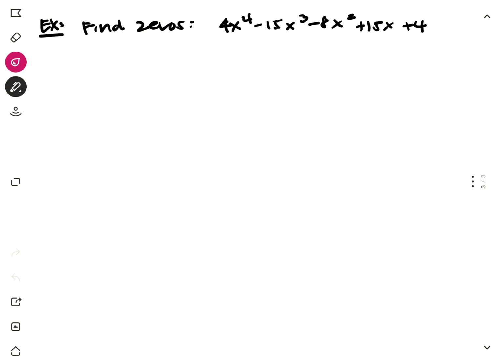Let's try another one. This time it's a little bit longer. It's got more zeros possibly, right? So this is step 1. Possible zeros, leading term is 4. So possible zeros, we could have 4 of them.